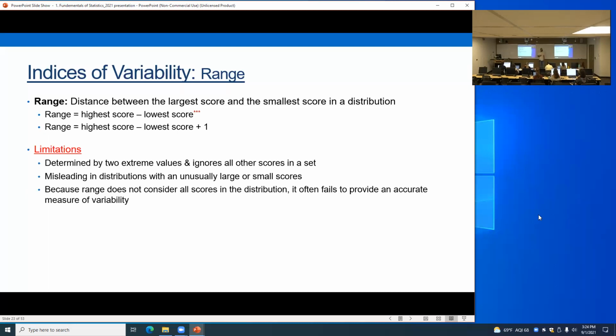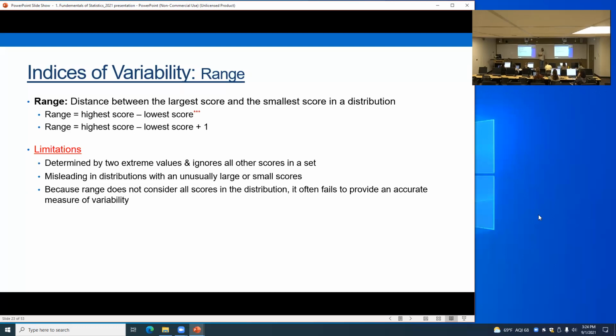Limitations of the range. It's based on two values. It doesn't matter how big your set is, range is only determined by two values. So it basically ignores everything else that's going on. And it can start to give you misleading information about a distribution that has maybe a couple unusually large or unusually small scores.